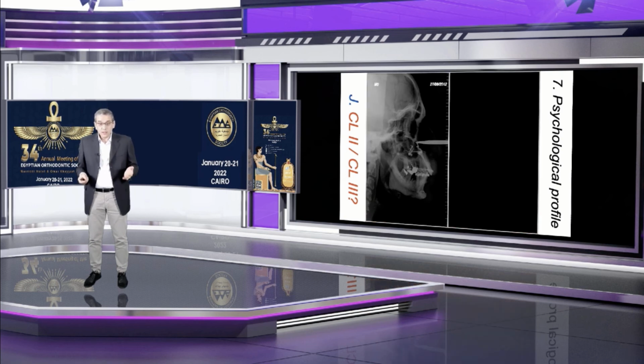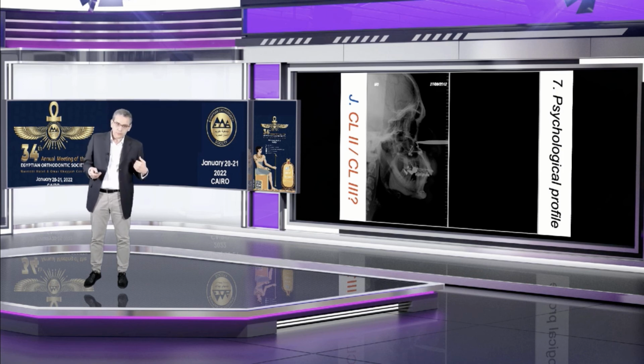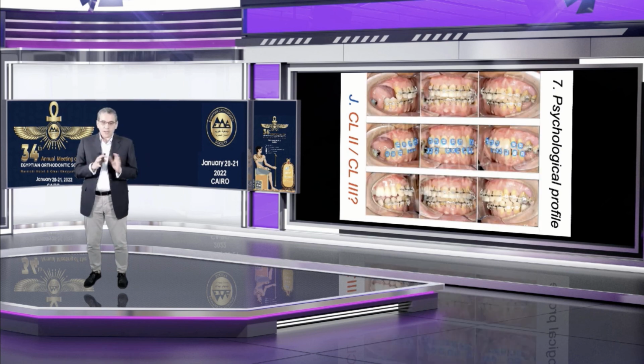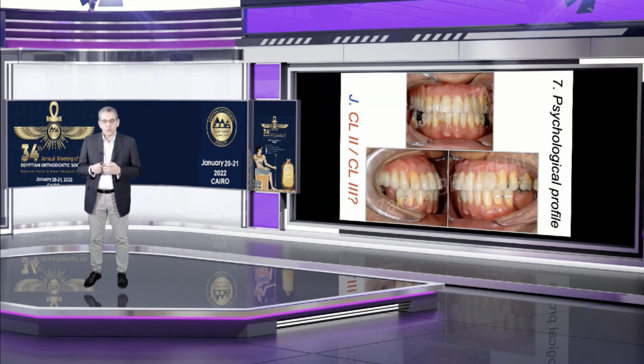Look at the case. This is the radiograph at the beginning. He had the first surgery, and the first surgery moved the lower jaw a lot backward. So we decided to do another orthosurgical treatment. We prepared the teeth quickly. It's not very difficult. And I sent him to do the second surgery.